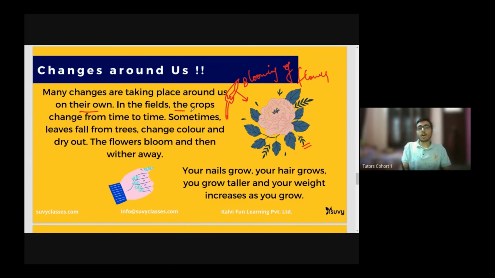In the fields, the crops change from time to time. First I take a seed, I sow it in the soil, and it grows into a beautiful plant. Sometimes leaves fall from trees, and then new leaves grow out. That's again a change. What's the life cycle of a leaf? It grows as a bud, then a full leaf, then it dries out, color changes from green to brown, and it falls off. The flower blooms and then withers away. After it blooms, one day it will just wither away.